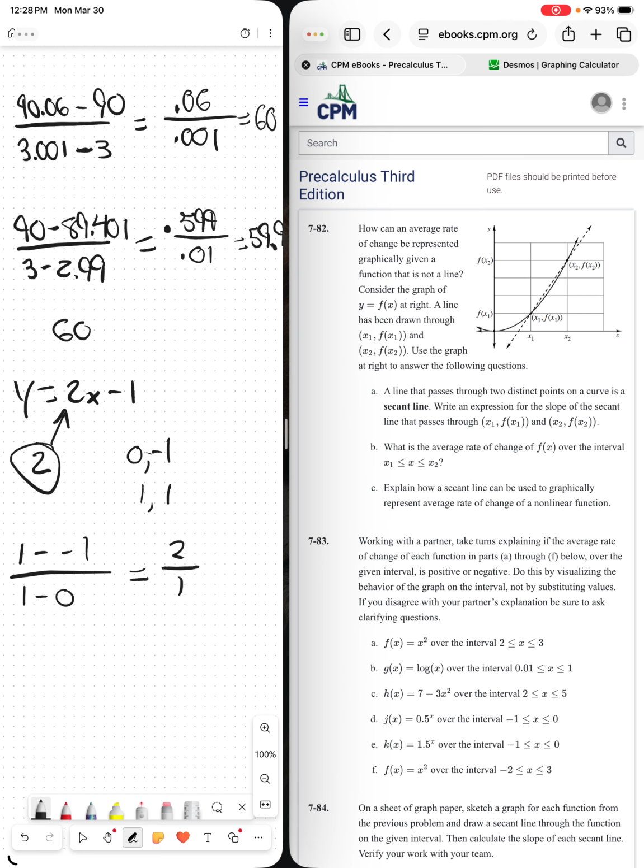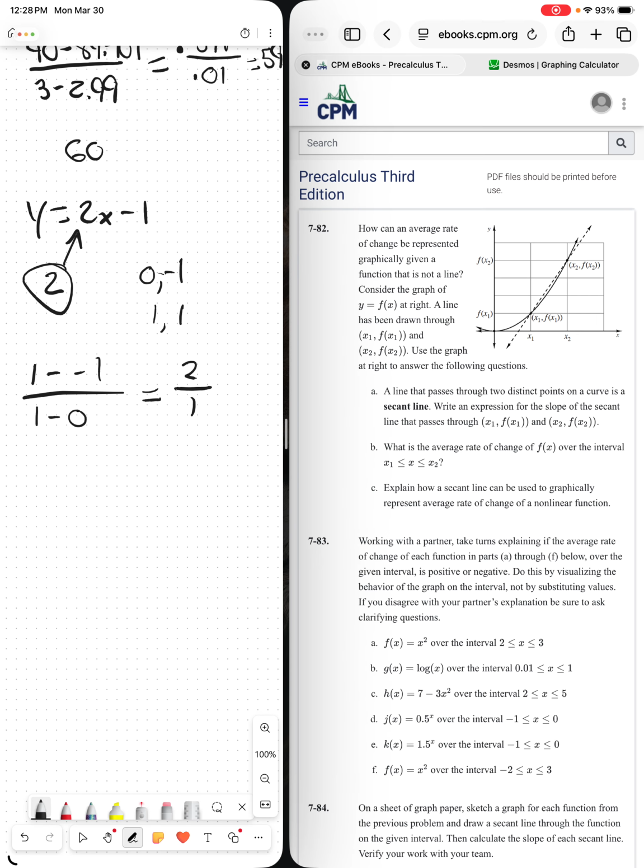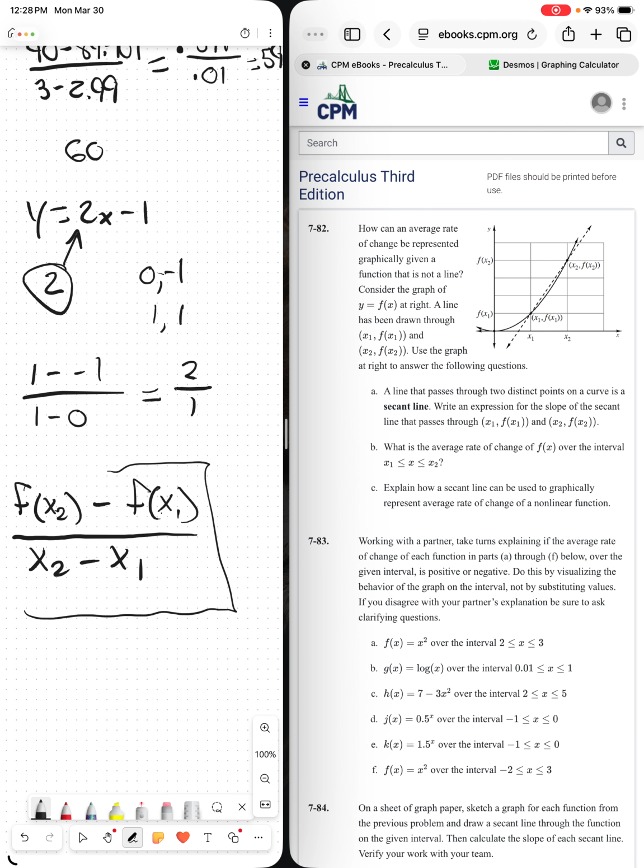Write an expression for the slope. This is y2, or f of x2, minus y1, or f of x1. Remember, f of x is the same as y equals, over x2 minus x1. So what is the average rate of change over that interval? It's whatever this formula is. That's slope. That's average rate of change.